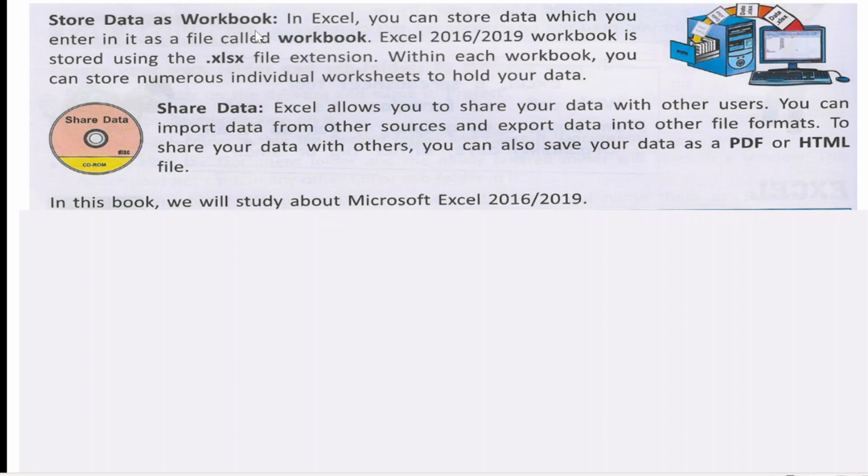Store data as workbook. In Excel, you can store data which you enter in it as a file called workbook. Excel 2016-2019 workbook is stored using the .xlsx file extension. Within each workbook, you can store numerous individual worksheets to hold your data. You will get to know what it exactly means when you will actually do the practical. So, what is the extension of this file? It is .xlsx. So, it means whenever you save your file, it will end with this extension.